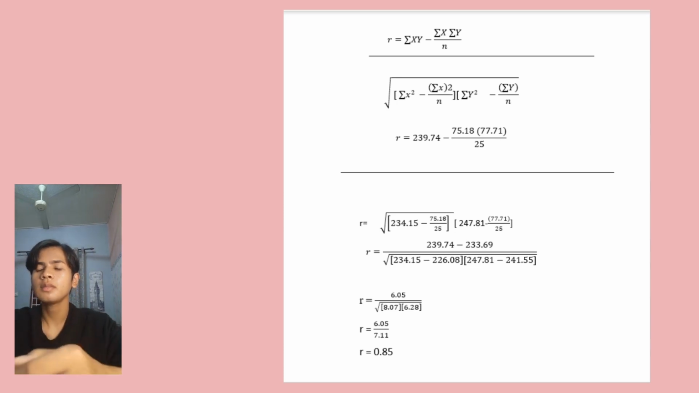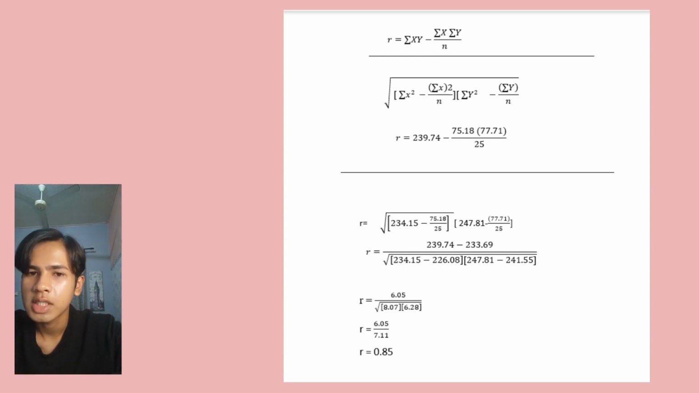The answer is 0.85. This calculation shows that there is a strong positive correlation between high school and overall university CGPA.